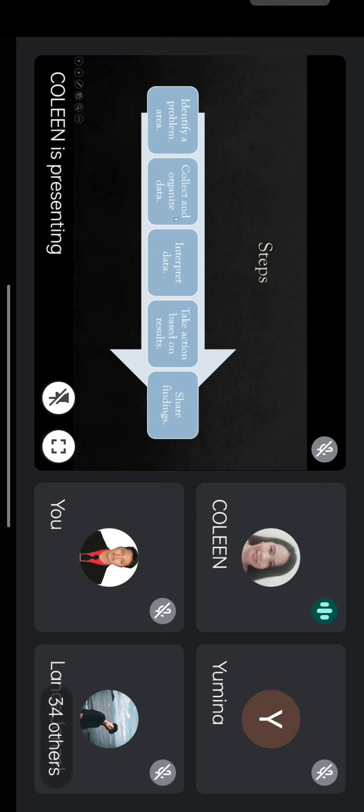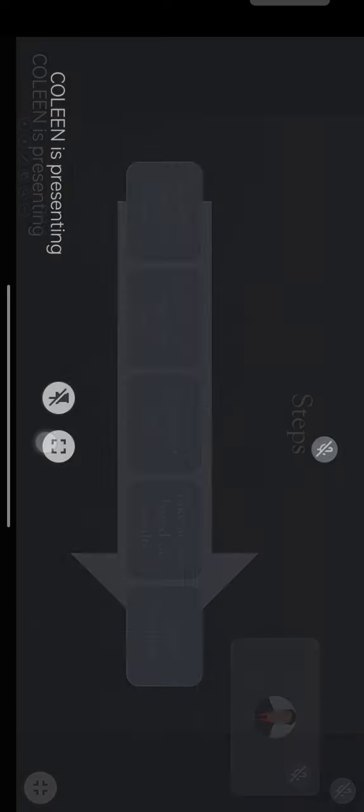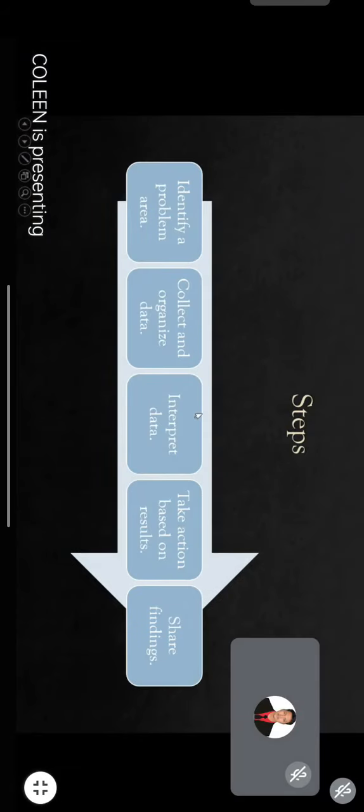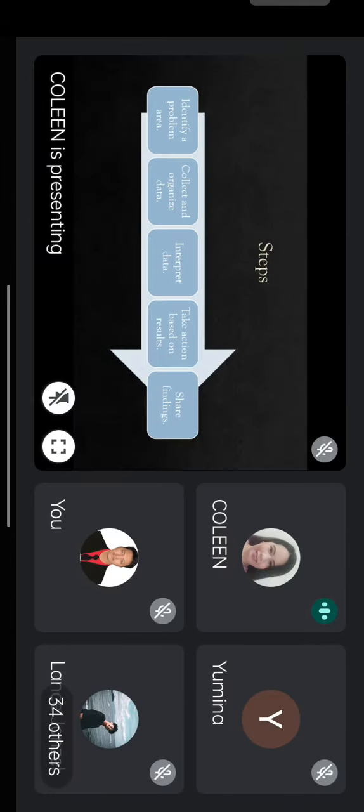This illustrates the linear feature of an action research. Questions? Questions, students?